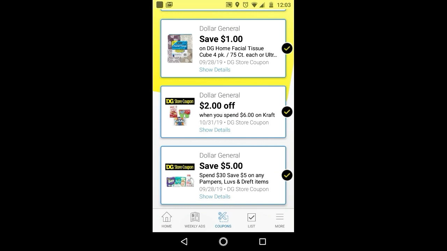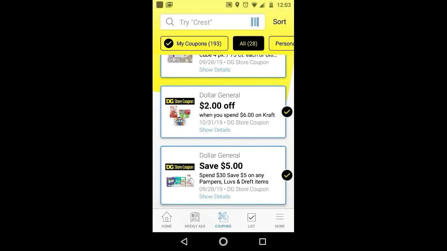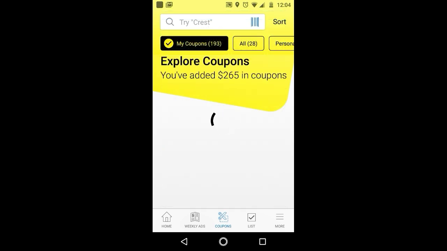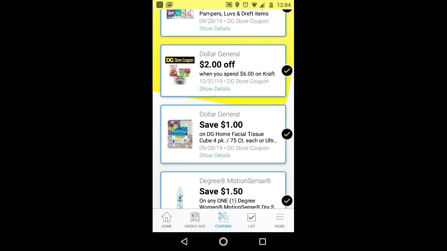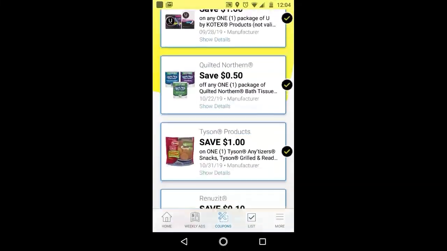You see how we didn't see the BOGO free Dawn dish soap digital? They got rid of it because everyone was getting it for free because it was a glitch. So that's why it's not appearing. So I want to show you the coupons that I did clip last week on Friday because new ones did appear.